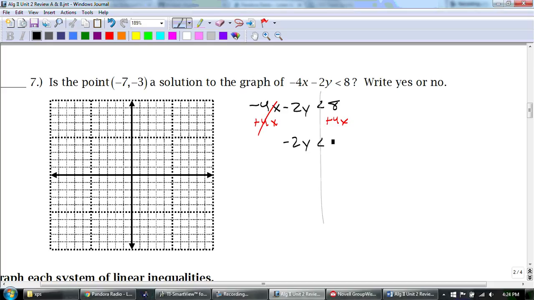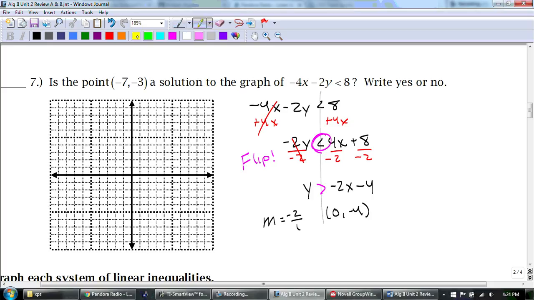Negative 2y is greater than 4x plus 8. And to get the y by itself, I have to divide, and I'm going to divide by a negative 2. And the reason why that's important is that it's a negative, I have to flip the sign. Okay? So we get y is greater than negative 2x minus 4. Okay, so the things that I care about: my slope, which is negative 2 over 1, my y-intercept, which is 0, negative 4.